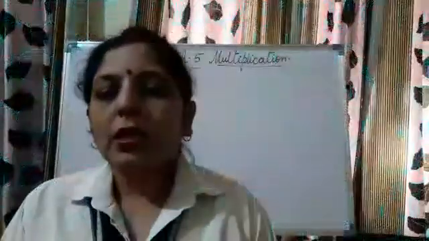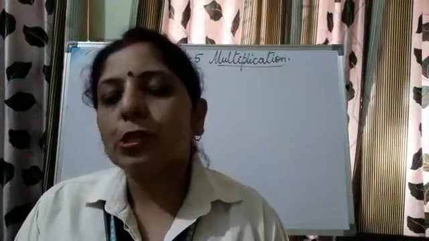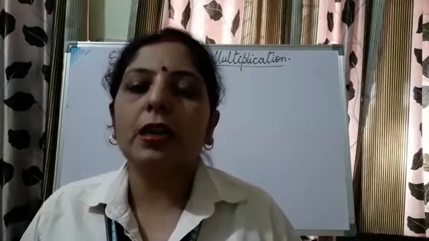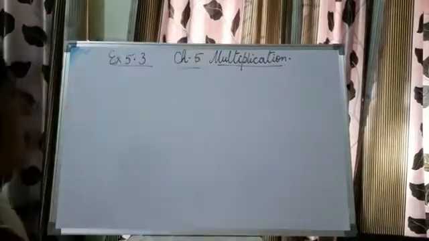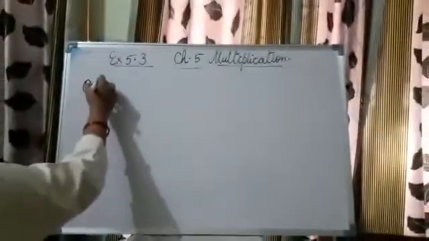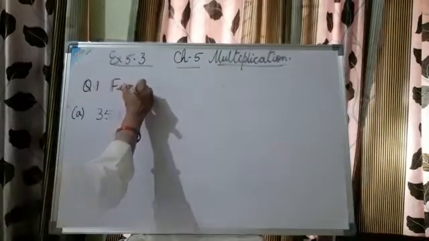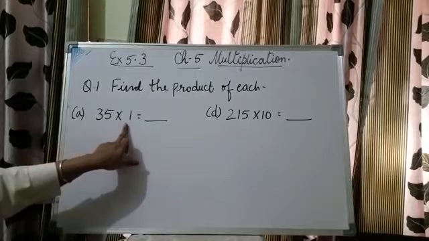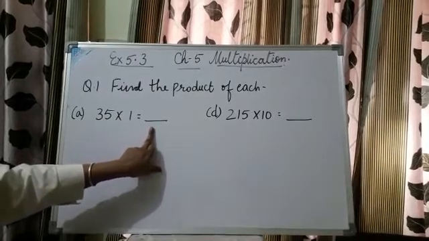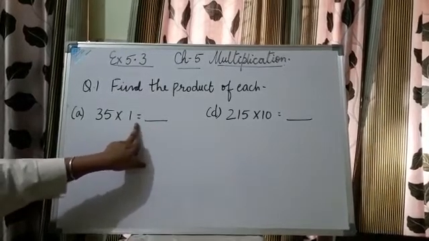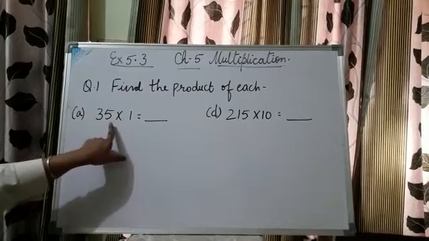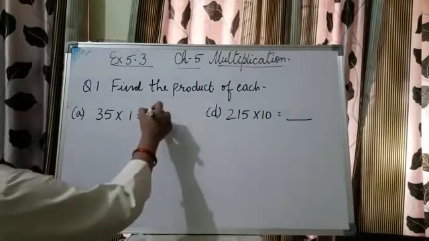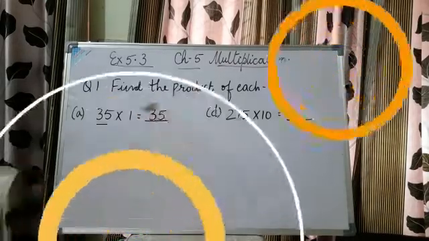So students, with the help of these rules or facts, we are going to do our exercise 5.3, that is question number 1. Find the product. Question 1a part says 35 when multiplied with 1. That is, we need to use the rule that any number multiplied with 1 always is the number.